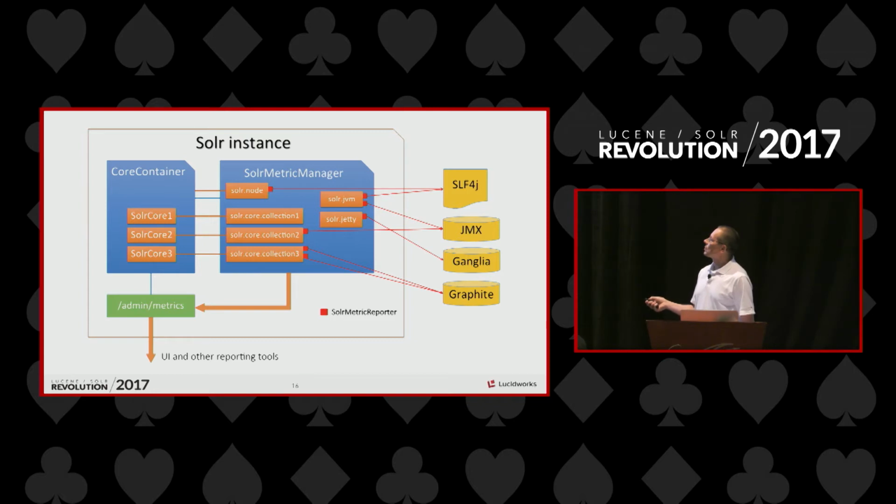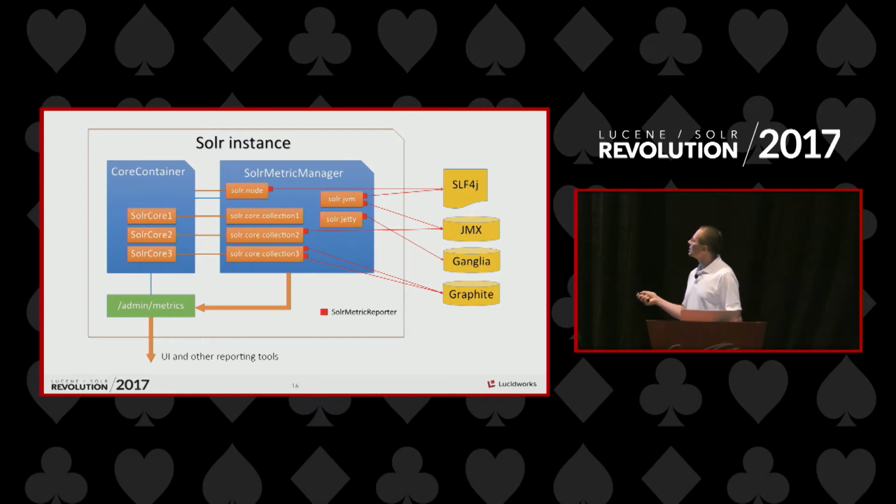And core container creates a Solr metric manager. Solr metric manager is a central component that is responsible for managing all registries in Solr. And it's also responsible for managing metric reporters. More on that in a moment. So we can see that there are some global metric registries, Solr JVM, which is global because we are running everything in a single JVM, and Solr Jetty. But we also have a Solr node that tracks metrics that are specific to core container. And then we have several registries, as many as there are Solr cores, 1 registry per core.